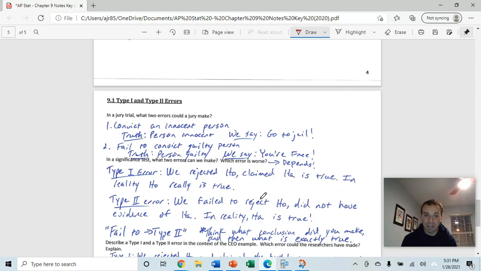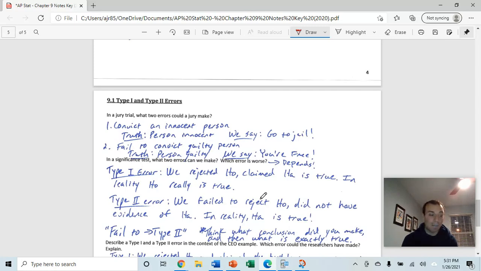We say go to jail. The other error you could make is failing to convict a guilty person. AKA, we're saying you're free, you're innocent, but in reality, the person really is guilty. In statistics, we have this same idea in significance testing. We have what's called a type 1 and a type 2 error.